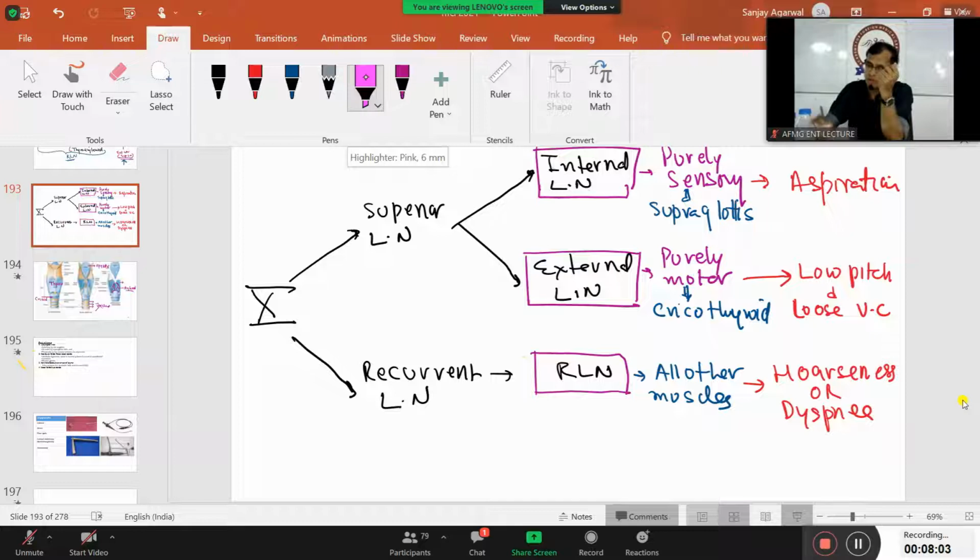Palsy, paralysis, what do we mean? It means that the muscles stop functioning. Palsy because the body cannot move. And the body will not move because the muscle is not functioning.